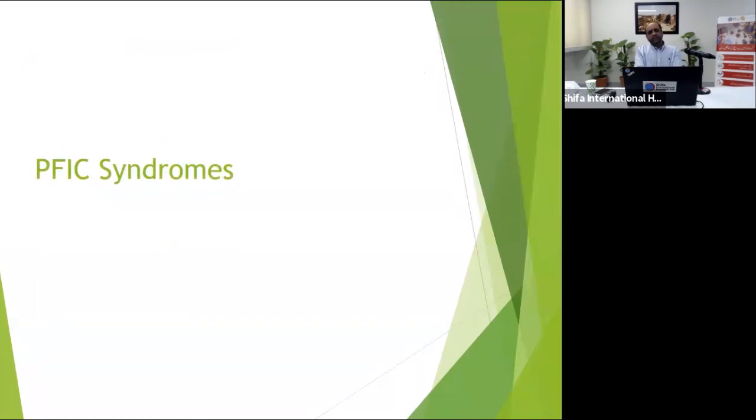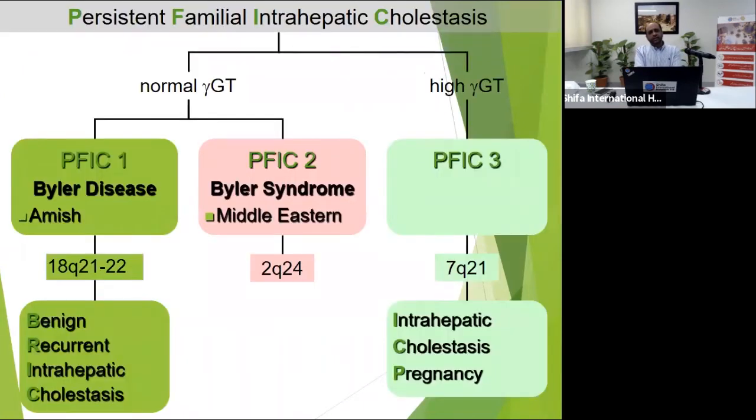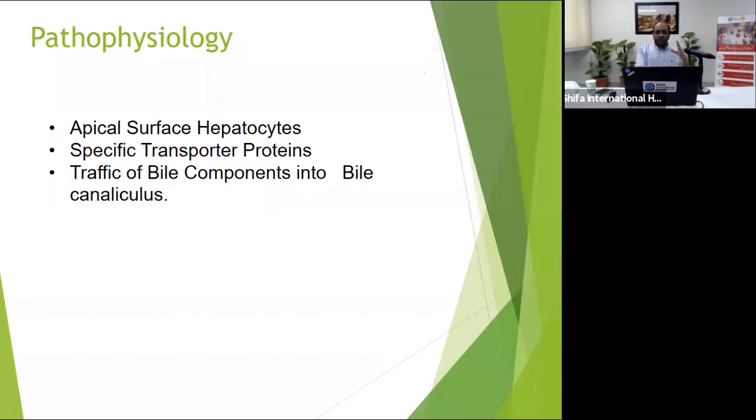This is another syndrome, PFIC. There are more types, but the major ones are 1, 2, and 3. Types 1, 2, and 4 have low GGT, and type 3 is the high GGT cholestasis. And that also we should keep in our mind.